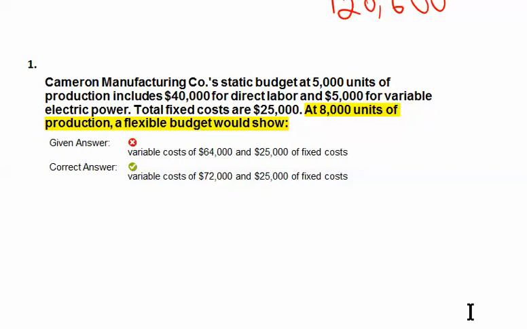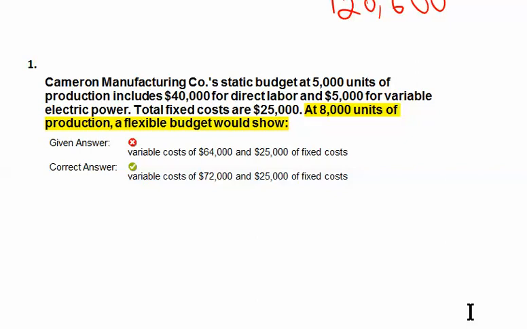Here we have a question. It says, at 8,000 units of production, a flexible budget would show what? Well, at 8,000 units, or anytime we're looking at a budget, it's going to be composed of our variable costs and our fixed costs, two components.